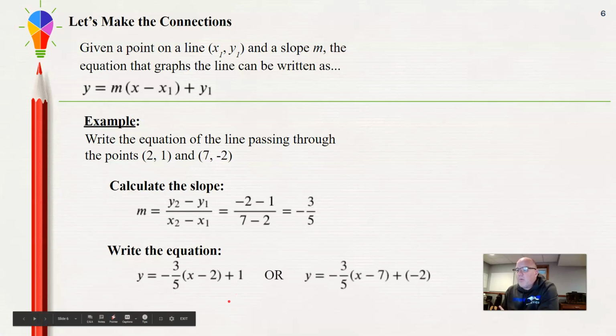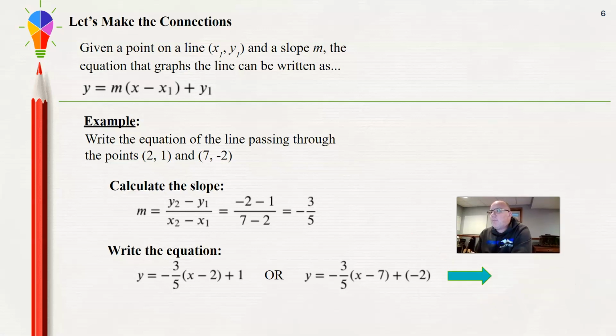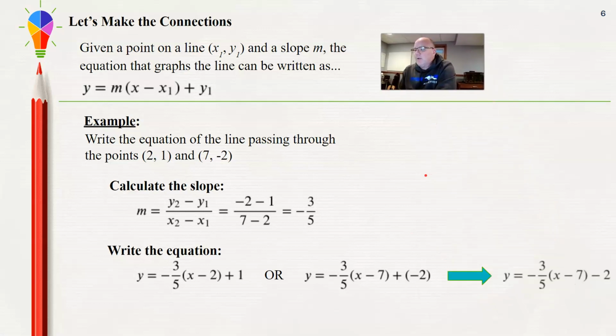But there's another way that I could write this. Instead, if I wanted to use the point 7, negative 2, I can say y equals negative 3/5, that's my slope, times x minus 7 plus a negative 2, which I would clean up. And we can write that as negative 3/5 x minus 7 minus 2. Now let's just take a second and verify that this works.